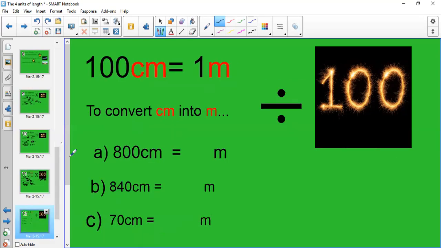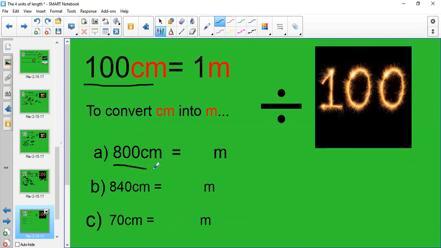If you were being asked to change centimeters into meters, you are dividing by 100. So if you're dividing by 100, you're either taking away 2 zeros or you're moving your decimal point backwards to the left by 2 spaces. Okay, so we'll look at a couple of examples.